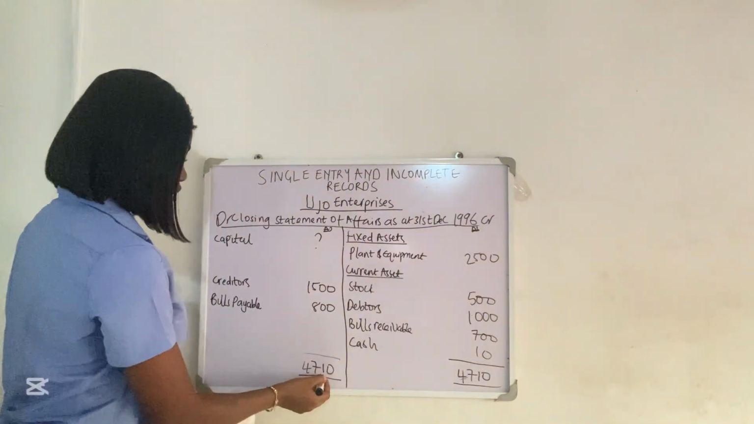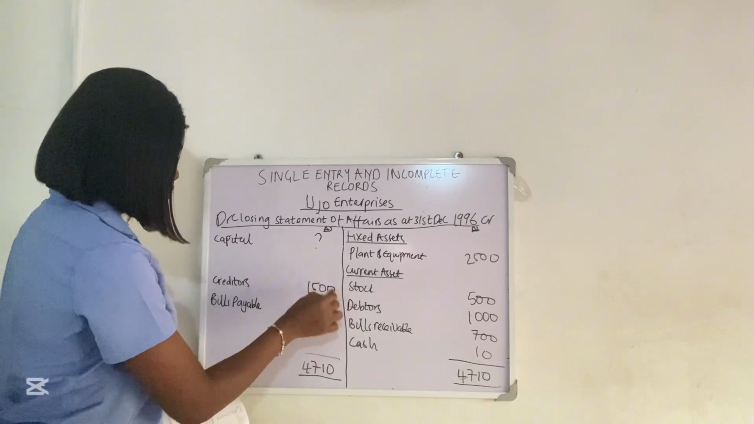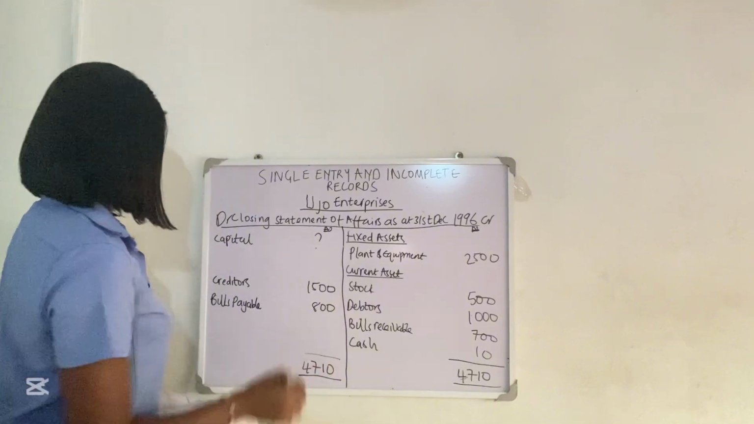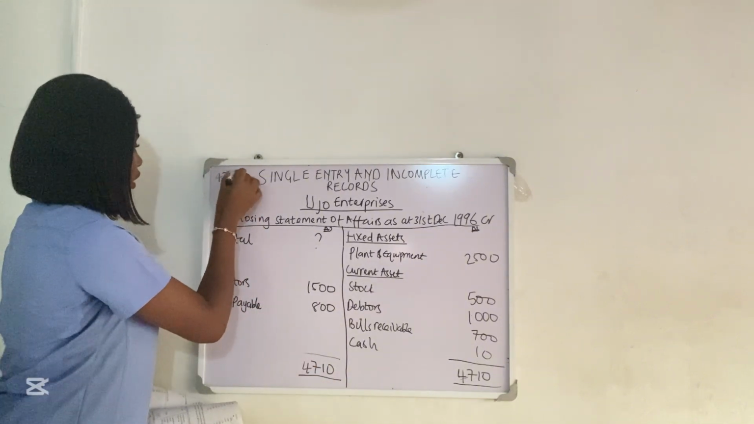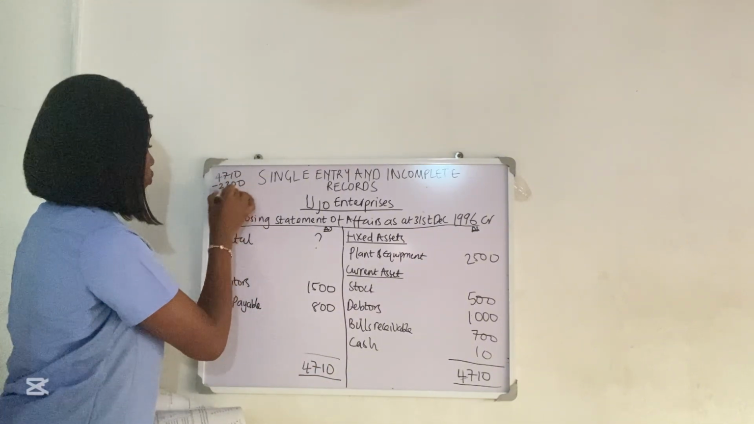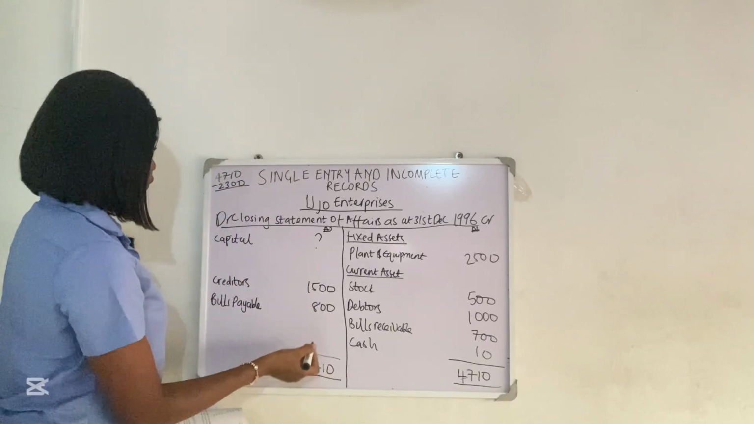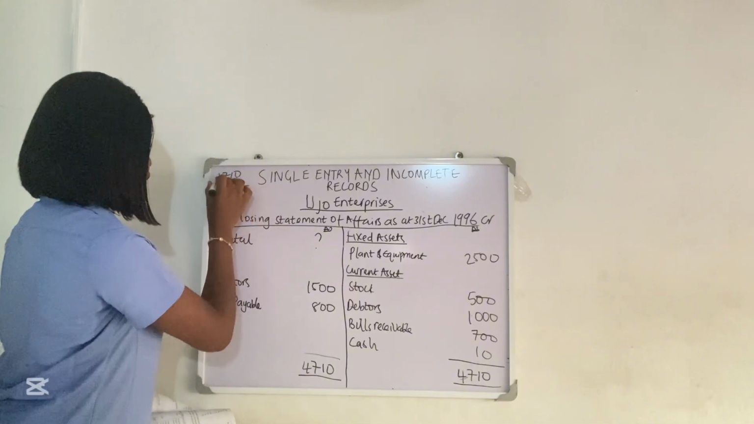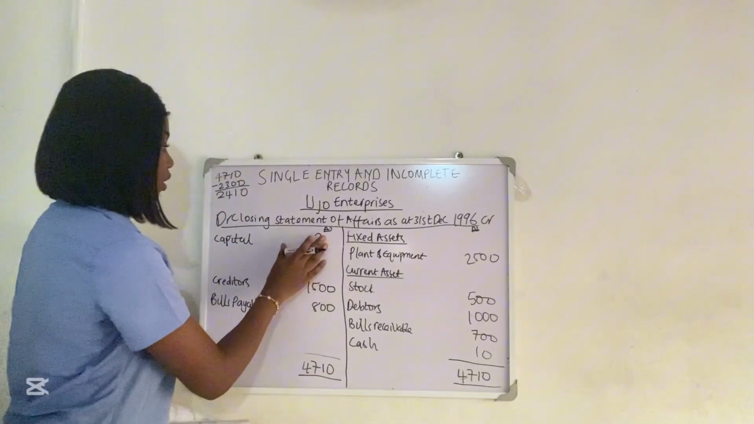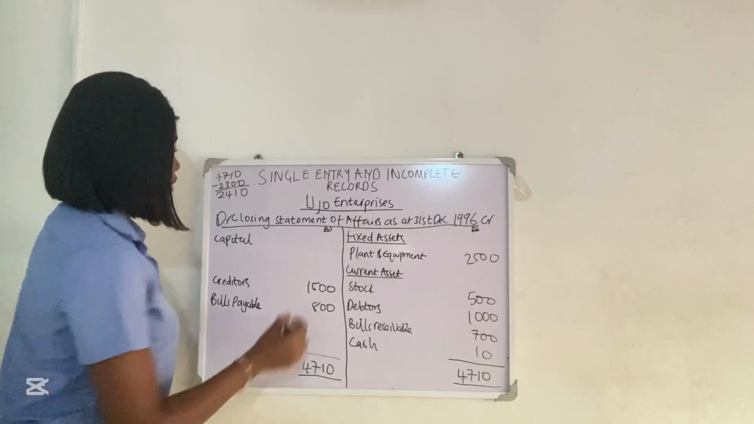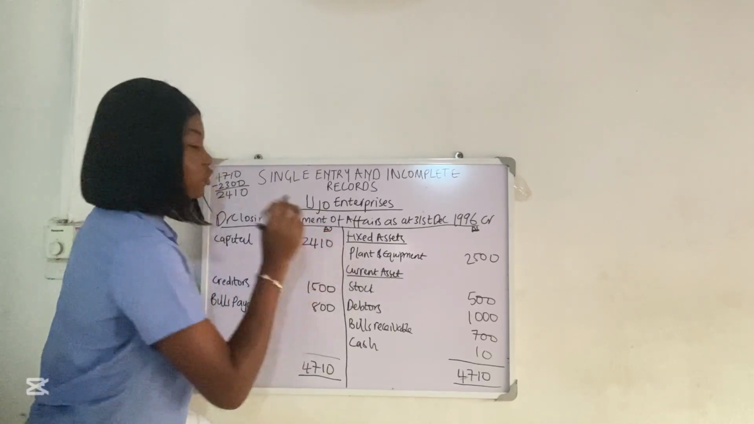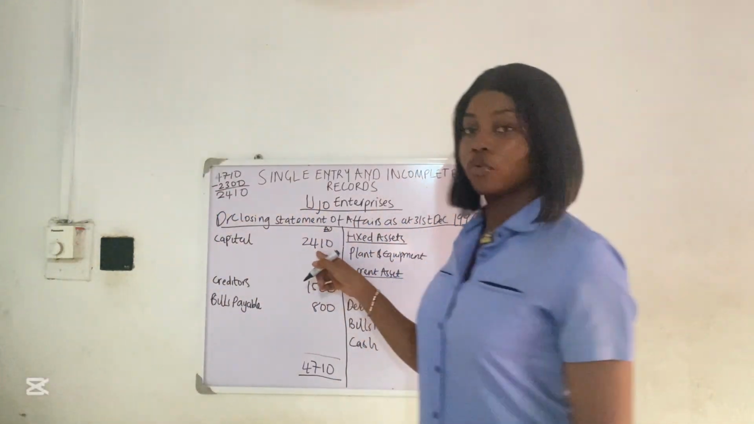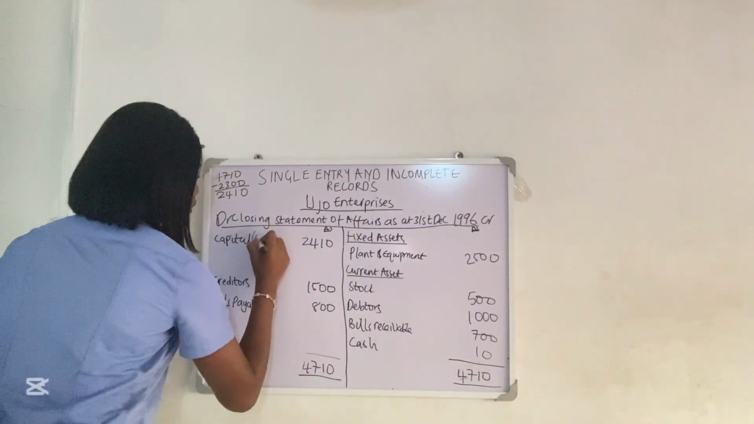So 4710 minus these two, 1500 plus 800, that is 2300. So 4710 minus 2300. That gives 2410. So our capital now is 2410. Or let's just say, our closing capital is 2410. Let me write it here. Capital closing.